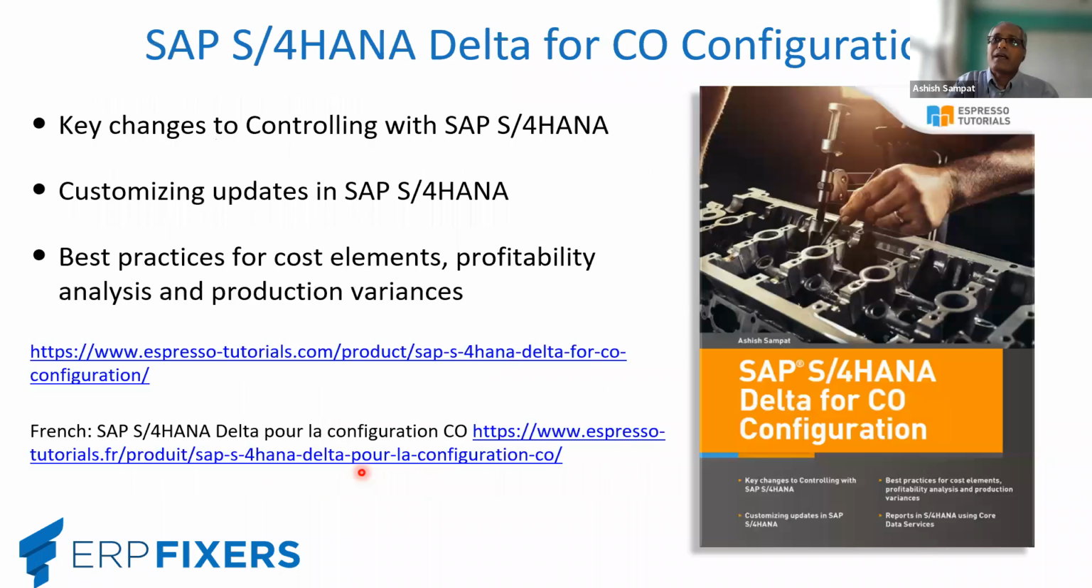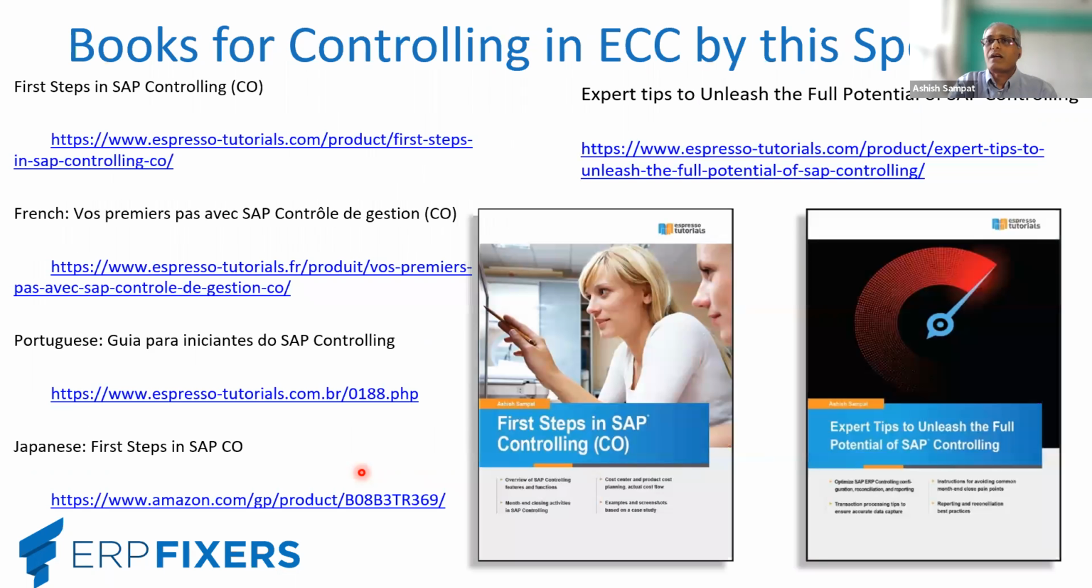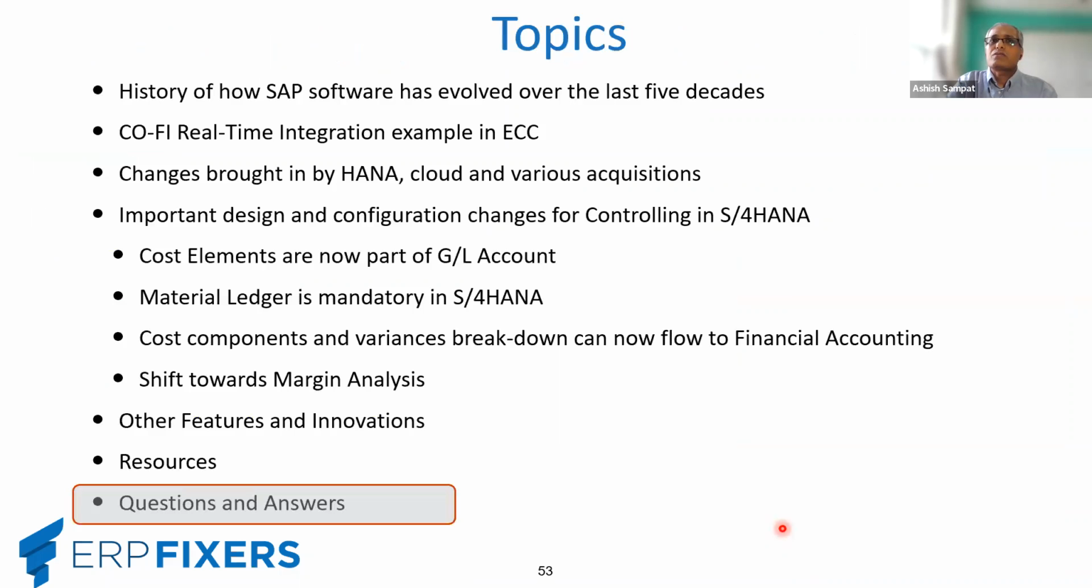Okay. And this is the picture of my book on the Delta for CO. And then these are the first and second books. The first one is more of a beginner's book. The second one is more of an advanced practitioner's book with tips and tricks. And that should bring us to the questions.